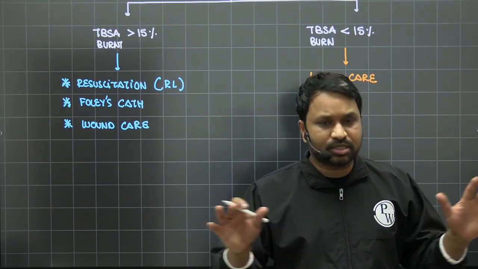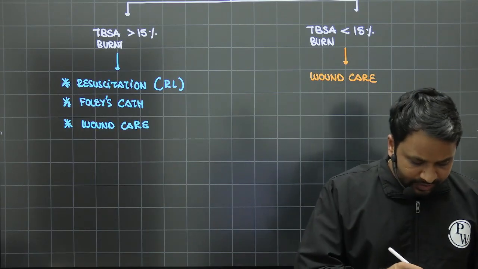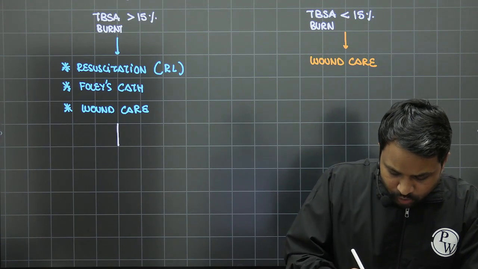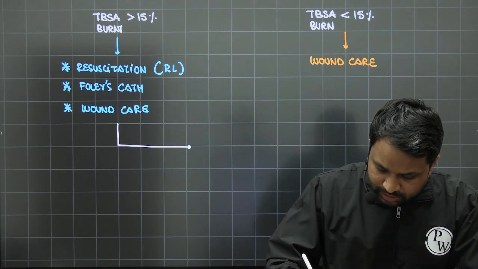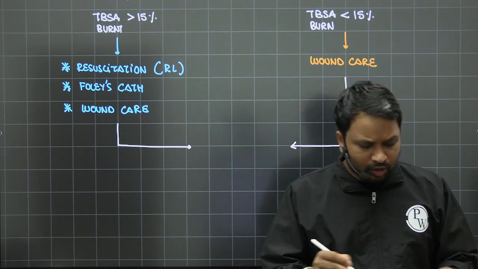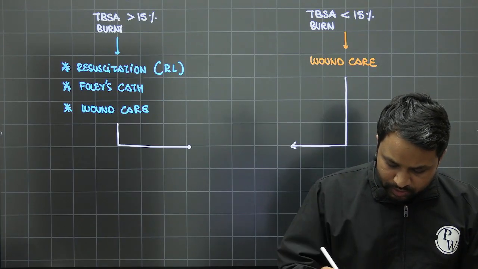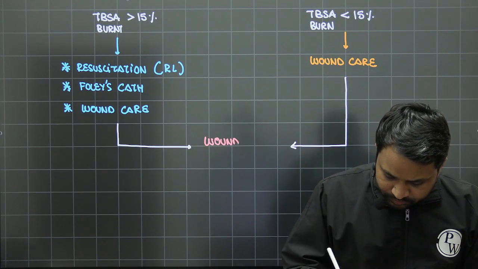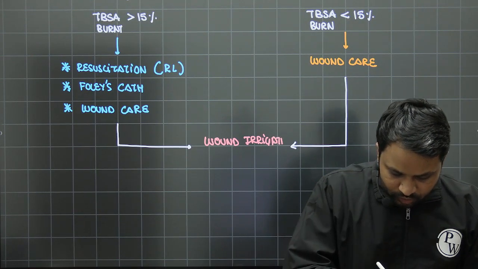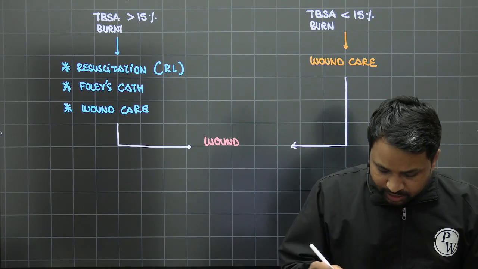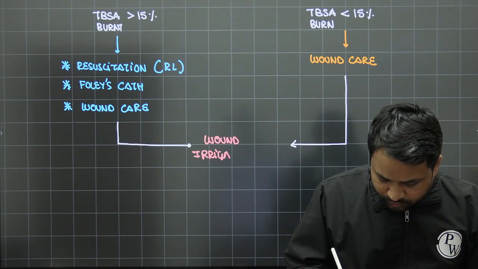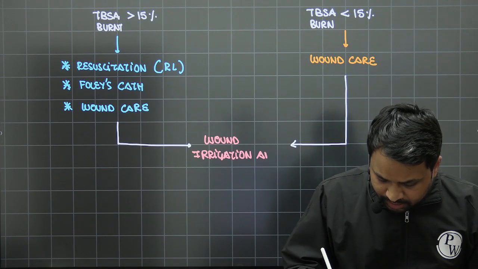Now, once you have decided whether you have a significant or an insignificant burn, sometimes even with an insignificant burn, if the depth of the burn is greater, you have to resort to the surgical component, and that is what we're going to discuss. Whether it is a significant or insignificant burn, you have to go ahead with wound irrigation and debridement.